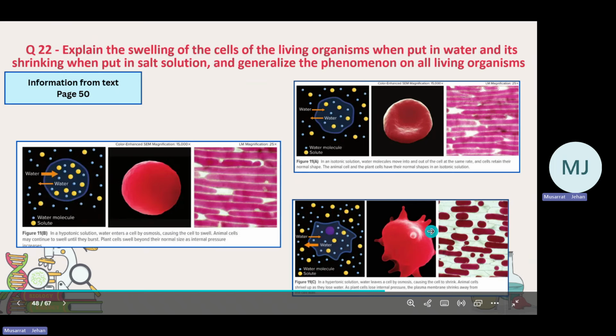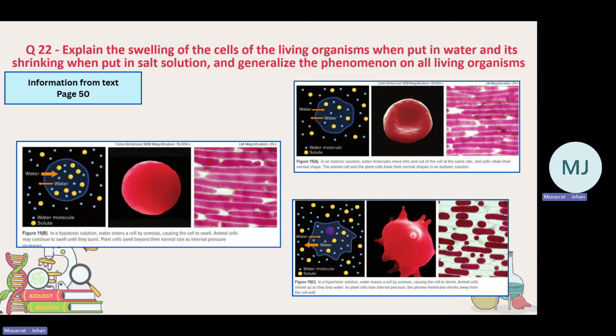Then we come to hypertonic. In hypertonic, the solution concentration outside is more than inside. So what happens? More water goes out than enters the cell, you can see the arrow. As a result, the cell will shrivel up. It will shrink. Plant cells will wilt. In a hypertonic solution, water leaves a cell by osmosis, causing the cell to shrink. Animal cells shrivel up as they lose water. A plant cell loses internal pressure and shrinks away from the cell wall. So these three figures are very important.